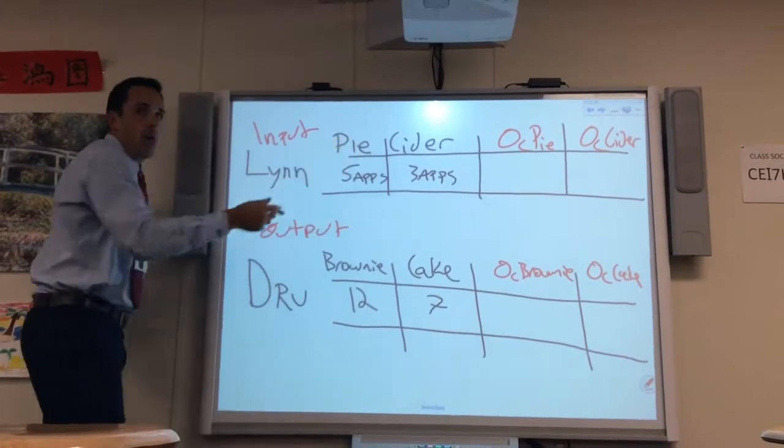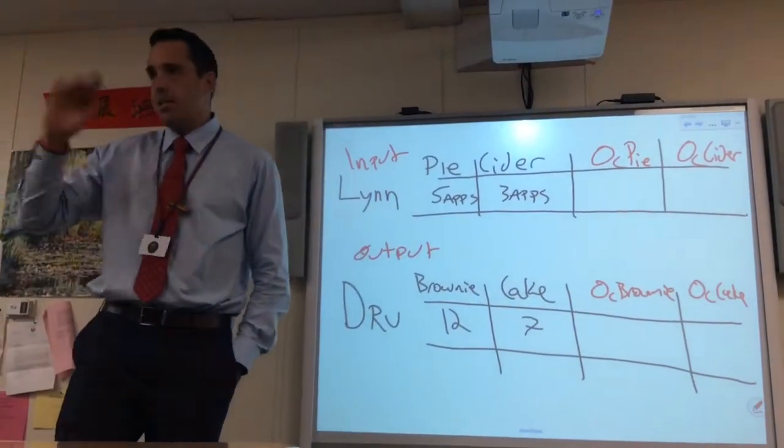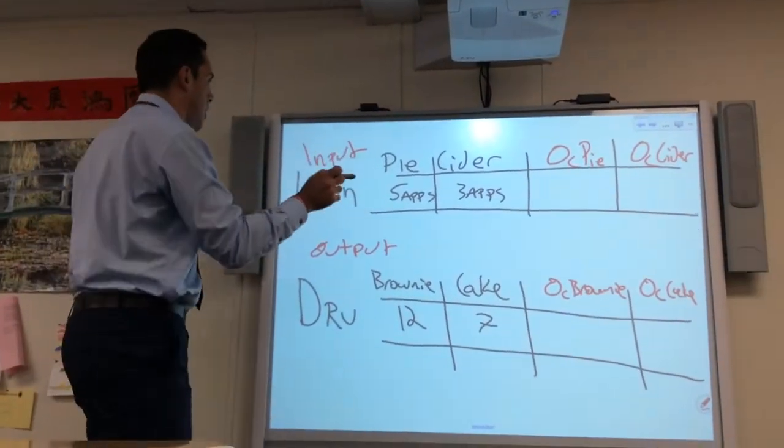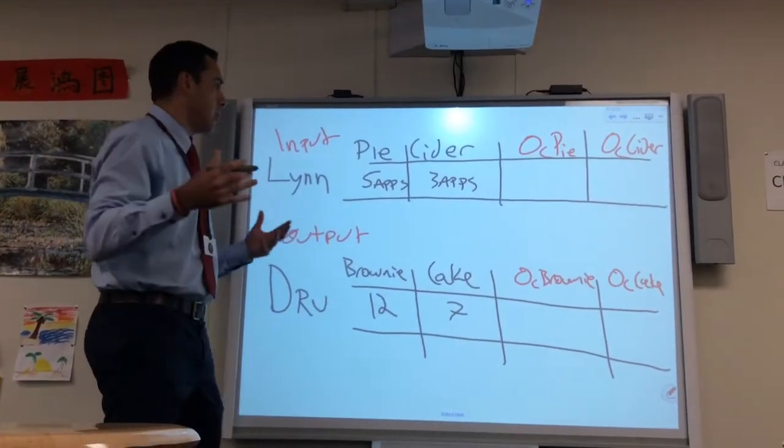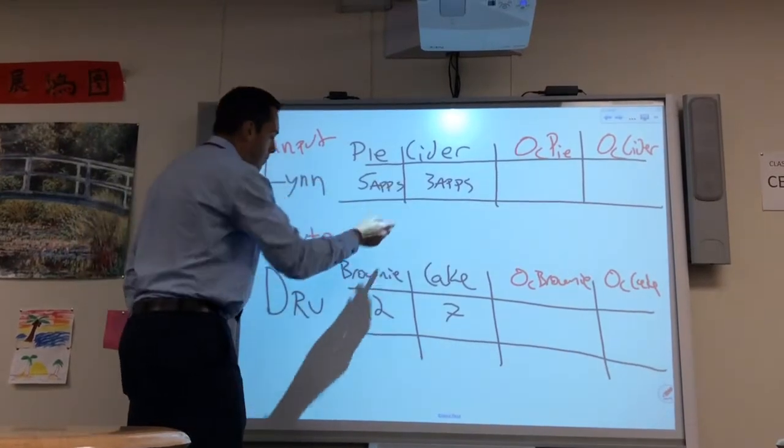The output, 1 pie or 1 cider, is constant. It's not changing. The only thing that's changing here is the inputs going into it. So the inputs are variable. The inputs are changing. So this is an input problem.